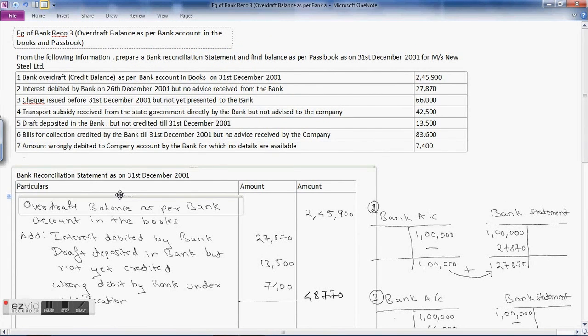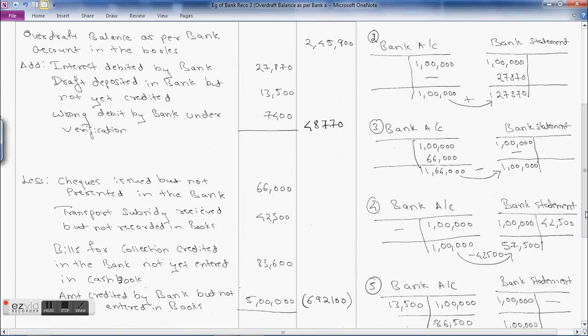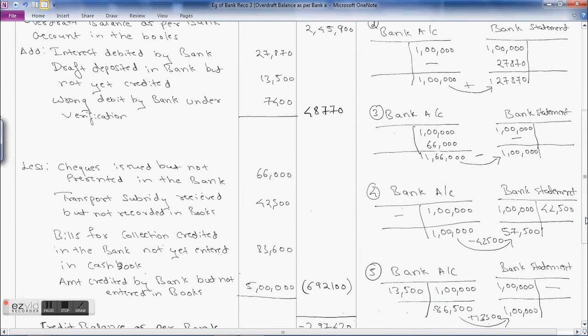So that's all about overdraft balance and the bank reconciliation whenever we have an overdraft balance. So this working, if you want you can do it, otherwise if you can calculate mentally, then also it's better.